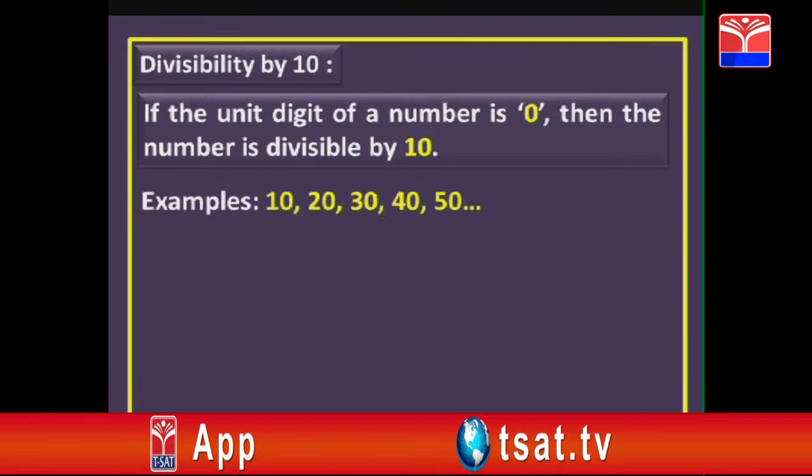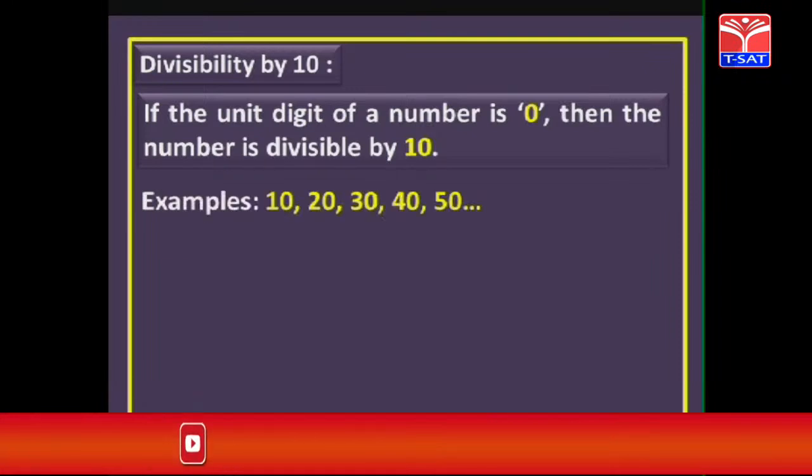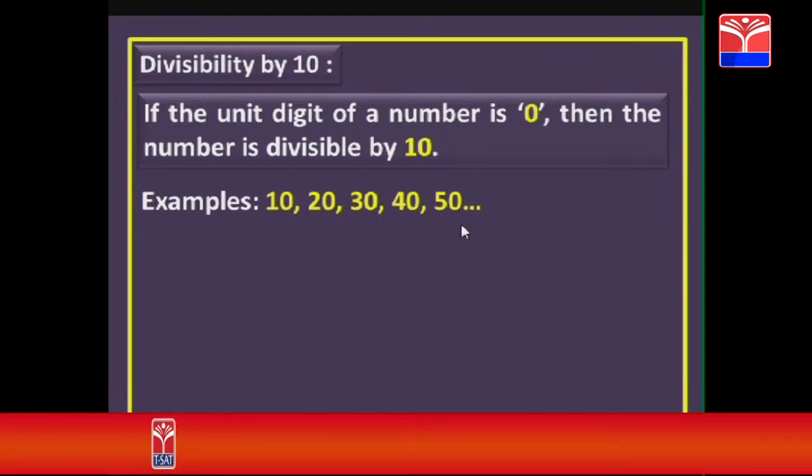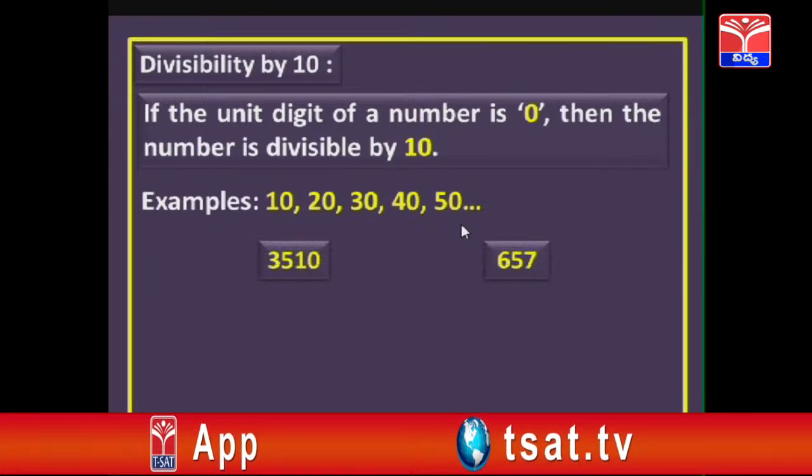For example, if we consider 10, 20, 30, 40, 50, and so on, all these numbers, if you notice, what is there in the units place or ones place? 0, right. Everywhere we have 0 in the ones place or the units place. Then these numbers are divisible by 10.